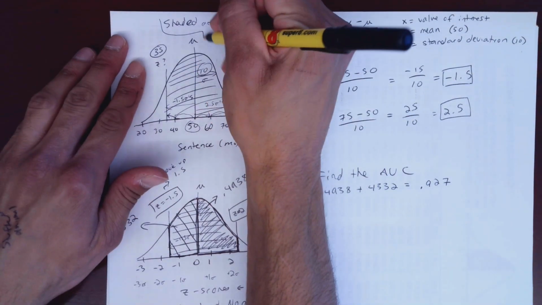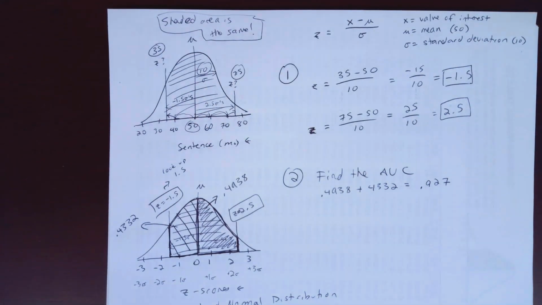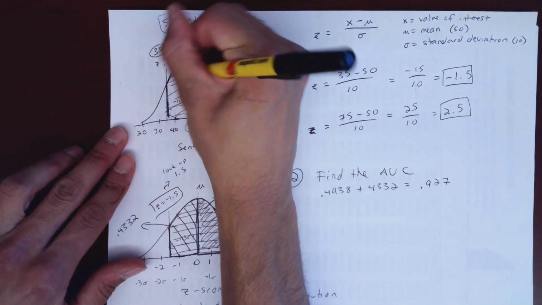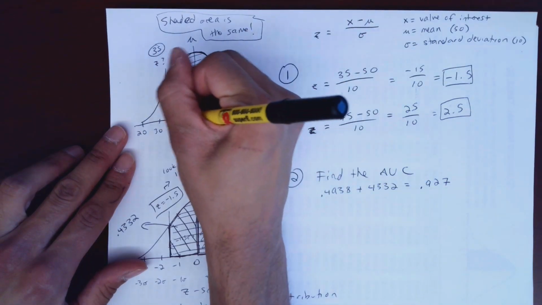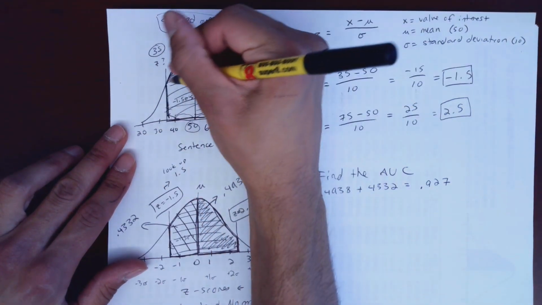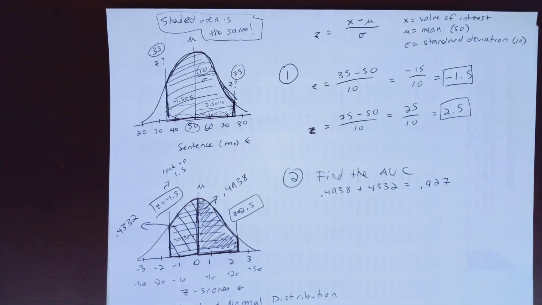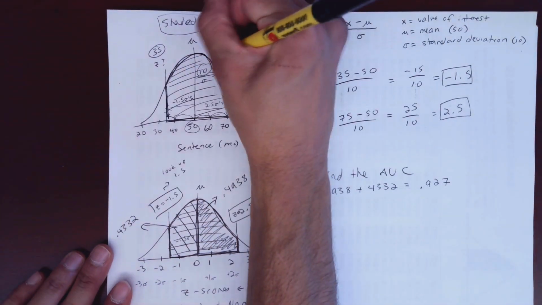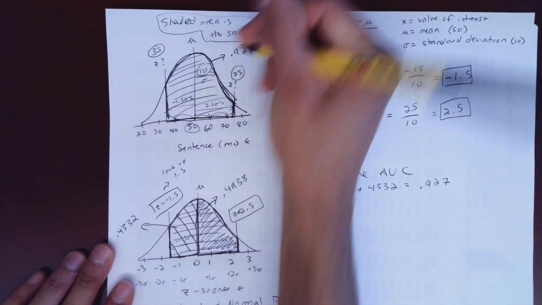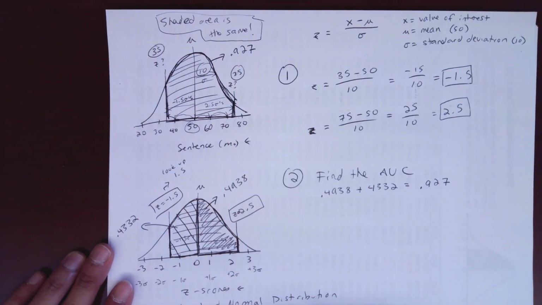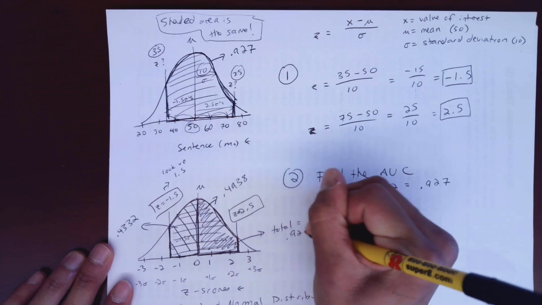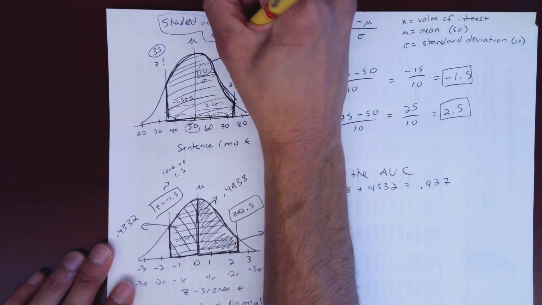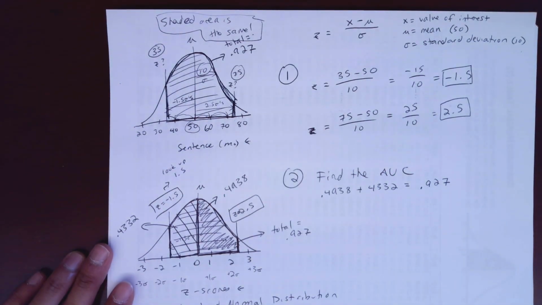The shaded area on our two graphs is the same. That means that our total area under the curve between 35 months and 75 months on this distribution, where our units are months instead of z-scores, this total shaded area is also going to be equal to 0.927. So our total shaded area in this one is 0.927. And so our total shaded area in this one is also going to be equal to 0.927.